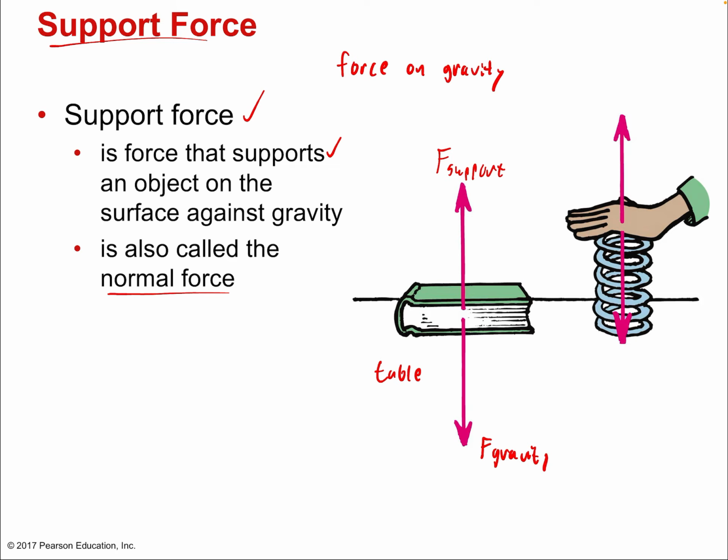Gravity doesn't care that there's a table in the way. Gravity's still going to pull on the object, right? Gravity pulls on everything on the surface of Earth. But if you're not just free falling, then something's supporting you, preventing you from falling. Well, that supporting force is the support force, okay?